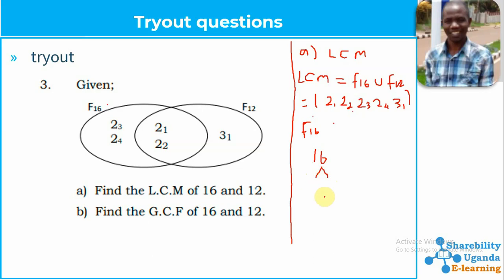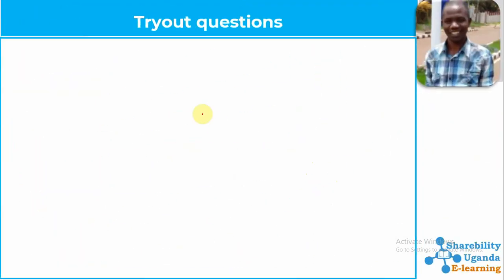We are going to use our factor tree method. Okay. Let's do it from here. When we use our factor tree method, we have our 16. Okay, so in our 16, we shall look out for the lowest number that can divide the 16. We are going to try our 2.